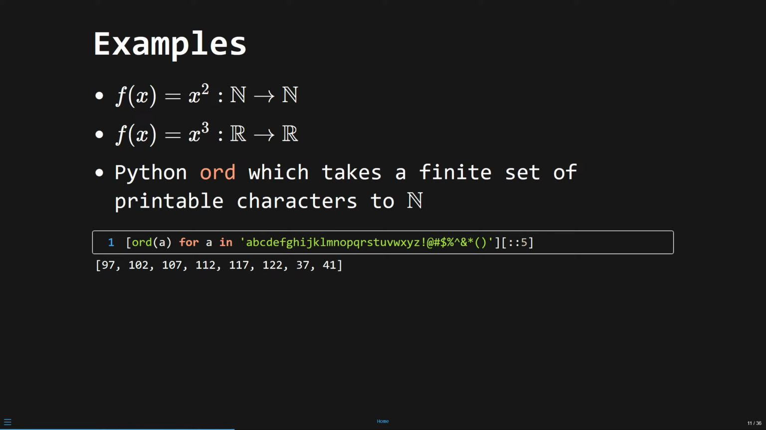Here's an example. I've just printed out every fifth one of these things. I just mashed my keyboard for a moment. You can see that that is the Latin characters, lowercase in alphabetical order, followed by all of the shift characters that are represented by shift numerical code on a US English keyboard. And we see that each one of these maps to some numerical value. So ORD is injective.